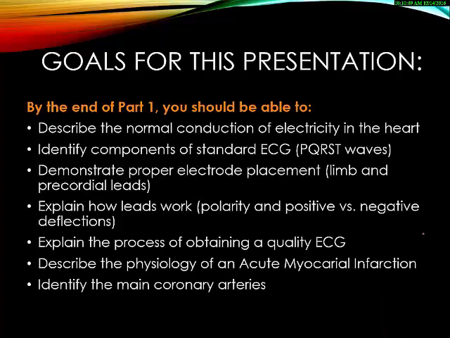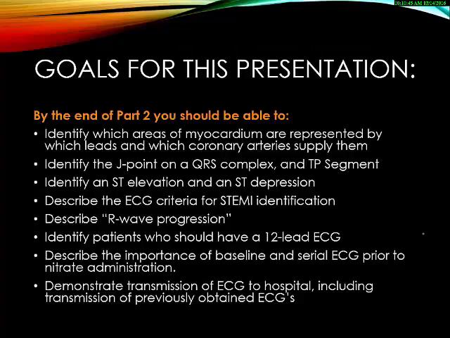So the goal for this presentation, by the end of this first part, you should be able to describe a normal conduction of electricity in the heart. We're going to go over the cardiac conduction system and different waves on the EKG. Identify components of a standard ECG, so your PQRST waves. That's mostly review. Demonstrate proper electrode placement. So we'll talk about limb and precordial leads. We're going to explain how leads work, so you have a little bit more of an understanding of what you're seeing. Explain the process of obtaining a quality ECG. And then we're going to describe the physiology of an AMI and talk a little bit about the main coronary arteries. So that's what we're looking for in this section. In the second section, we'll be talking about J-point and STEMIs and how to discern a normal 12-lead EKG from one that is not normal.